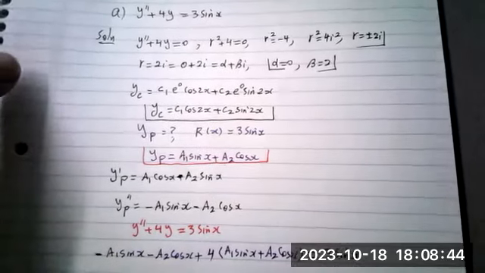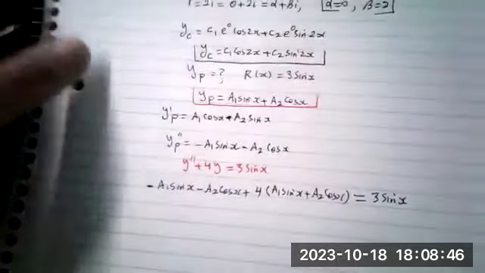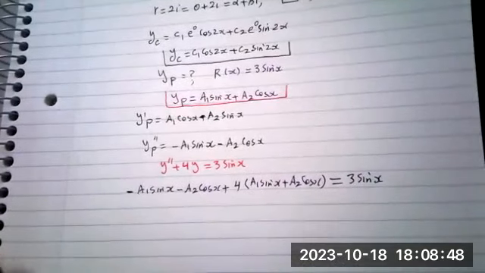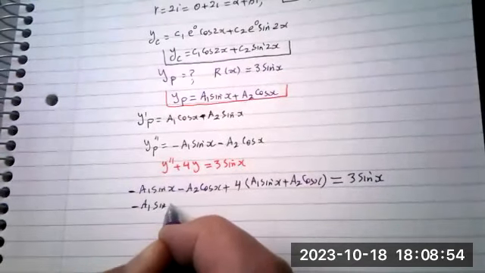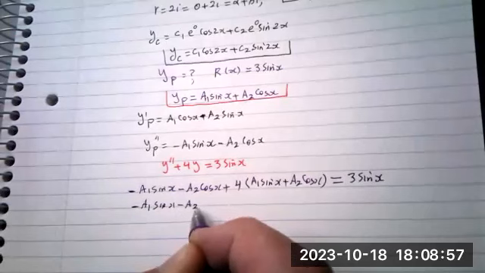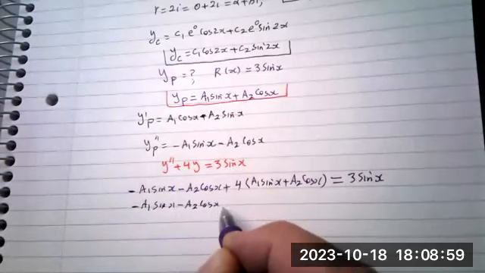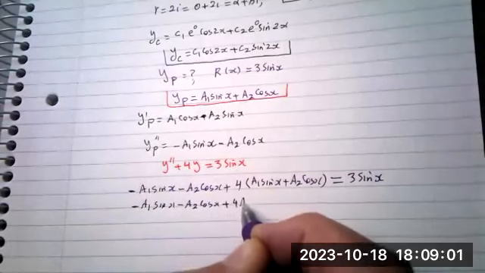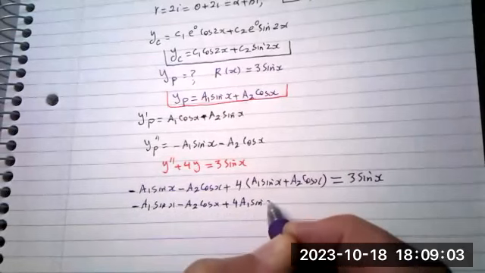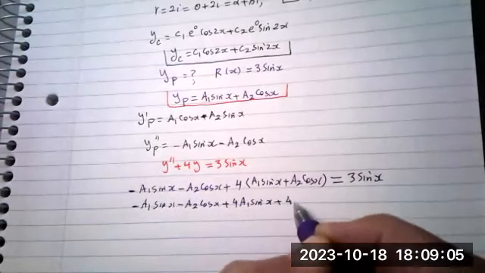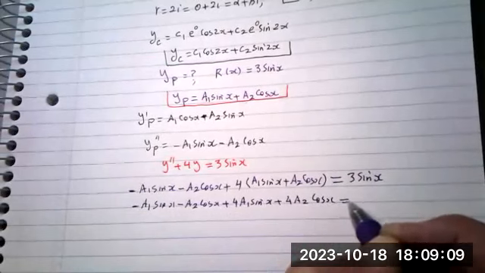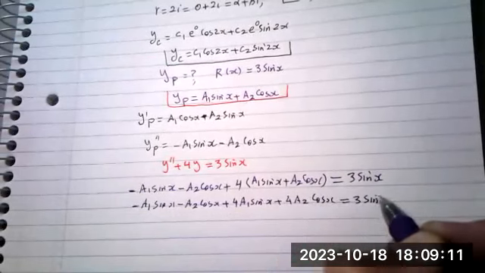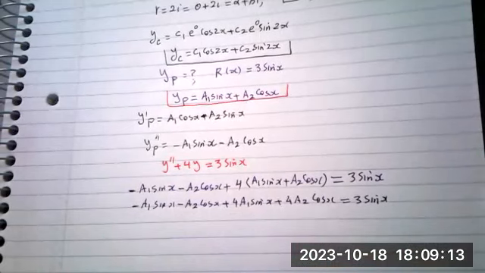Okay. Now you simplify and then you get the coefficient of the similar terms to be equal to each other. So this is it. It's a negative a1 sine x minus a2 cosine x. Distribute the 4. So 4a1 sine x plus 4a2 cosine x. And this is equal to the 3 sine x. Combine the like terms.